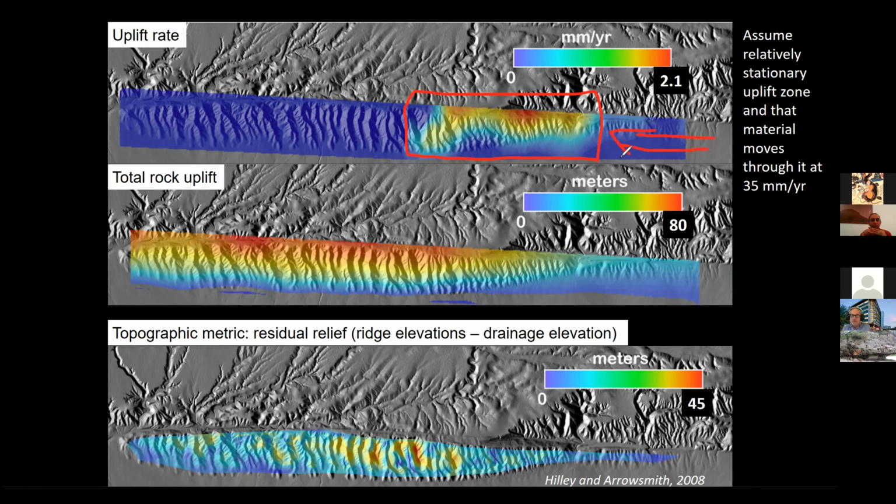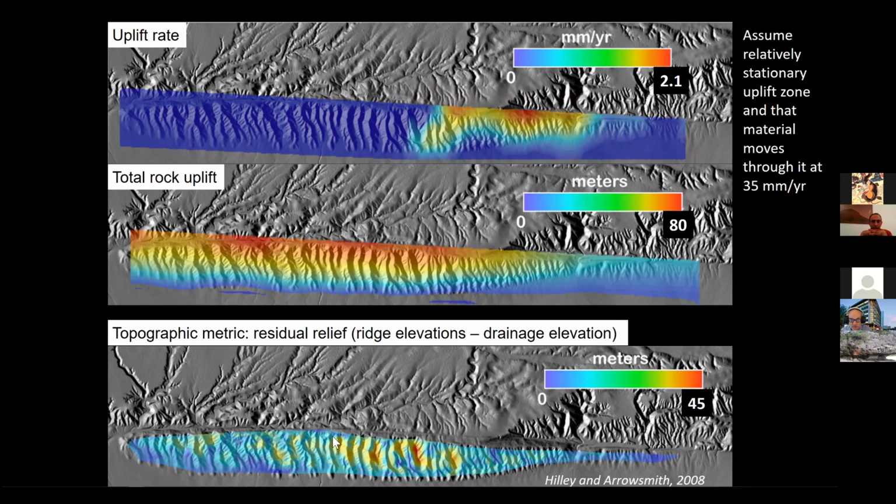And so we can convert the distance along the Dragon's Back to time. And so then we can basically differentiate this total rock uplift map with time, and we get a rock uplift rate map. And so we could say that the Dragon's Back is lifting up as much as 2.1 millimeters per year. So that then lets us look at what does the geomorphology tell us? How does the landscape respond?